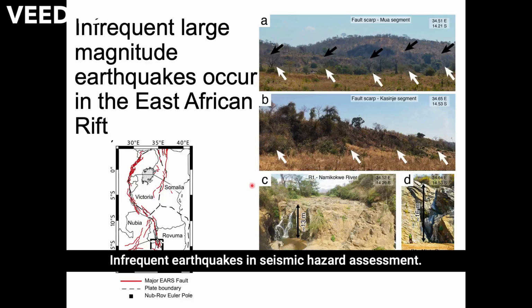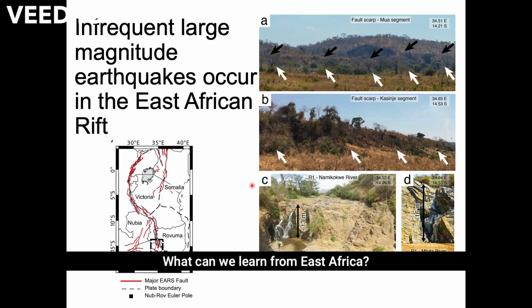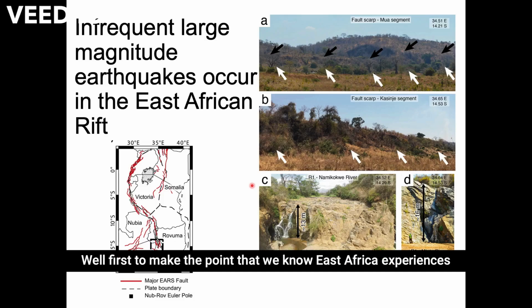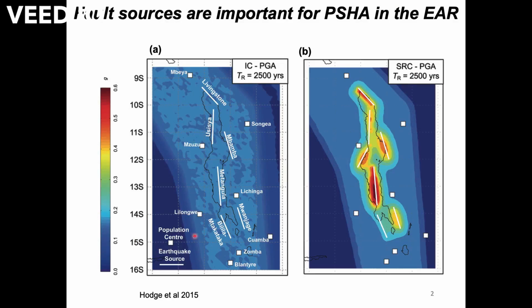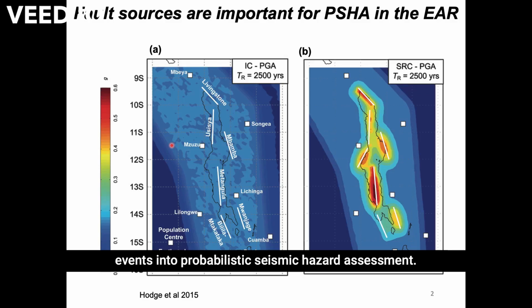Infrequent earthquakes in seismic hazard assessment. What can we learn from East Africa? Well, first to make the point that we know East Africa experiences large magnitude earthquakes. There's evidence from laterally continuous steep fault scarps, such as this one here, the Bilila-Mtakataka fault down in southern Malawi. But these events are likely to be rare because the rift itself is extending at only about 1 to 5 millimeters per year. So how do we incorporate these events into probabilistic seismic hazard assessment?